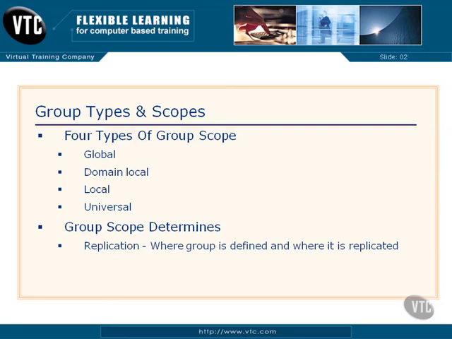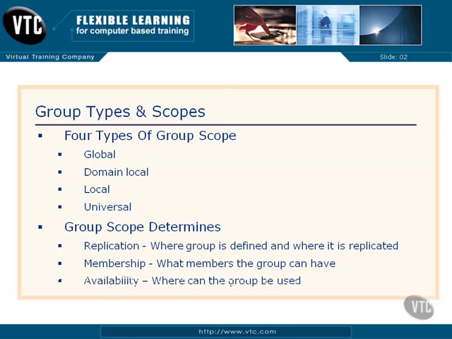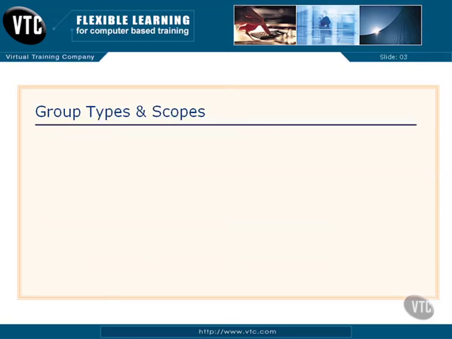Number one, replication. If I use a global group, where do I create this group and where does it get replicated? Who all can see it? The next thing is membership. Who can be members of this group? And then availability. Where can I use this group? Let's just jump right in.